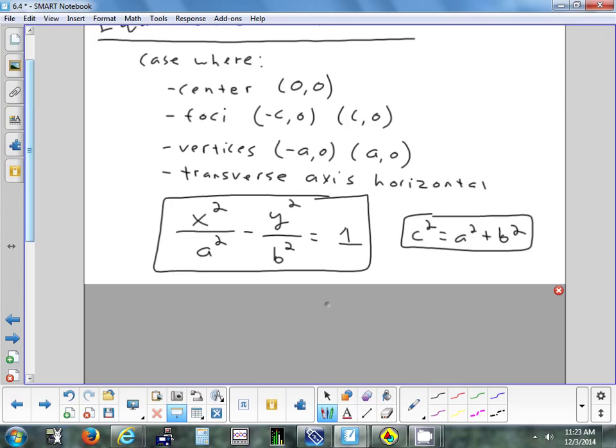Let's see. Foci are negative C, 0 and positive C, 0. Vertices, negative A, 0 and positive A, 0. We can use the same idea as we had yesterday. A is the distance from the center to the vertex, and C is the distance from the center to the focus.